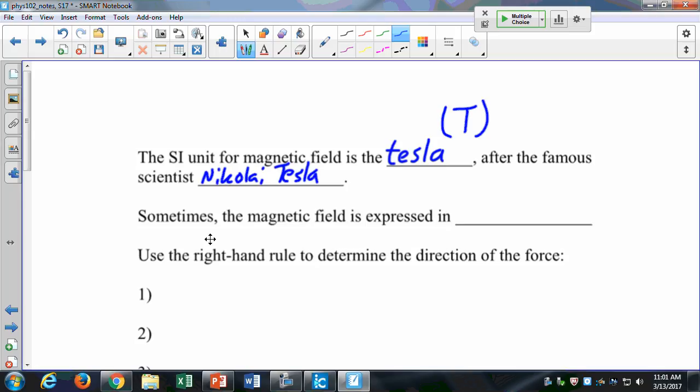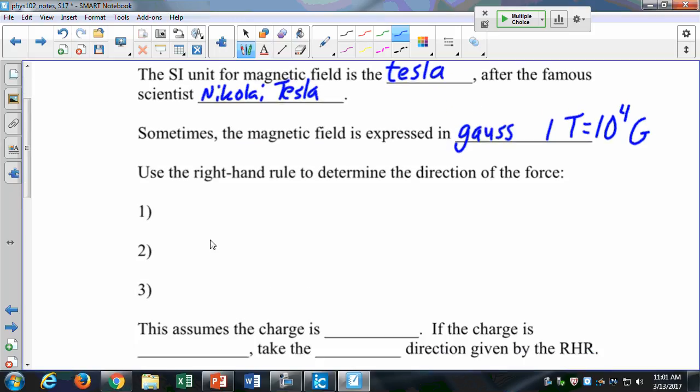Sometimes we express the magnetic field in Gauss. You might have heard it expressed in Gauss. One Tesla is equal to 10 to the fourth Gauss. It's also capitalized because it's a person. I'm not going to use Gauss. I'll use the SI unit. For those of you going on for the MCAT or whatever, as you're preparing, you might see Gauss for magnetic field. And you have this conversion factor between Gauss and Tesla.